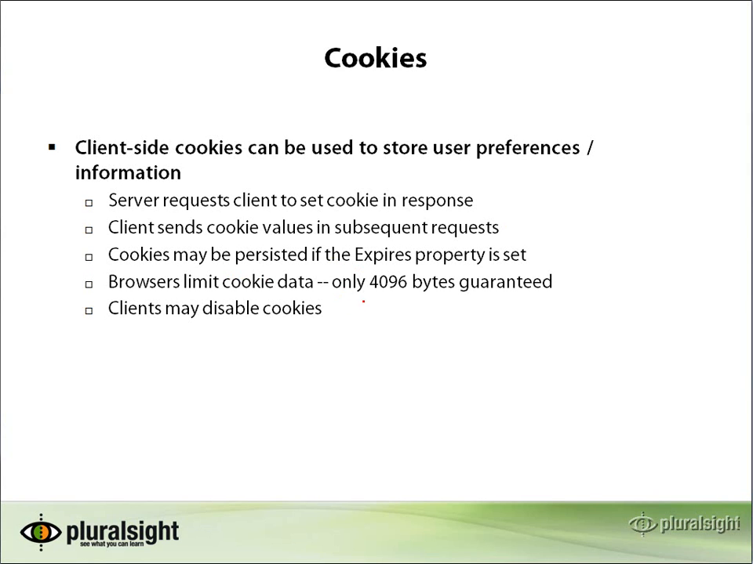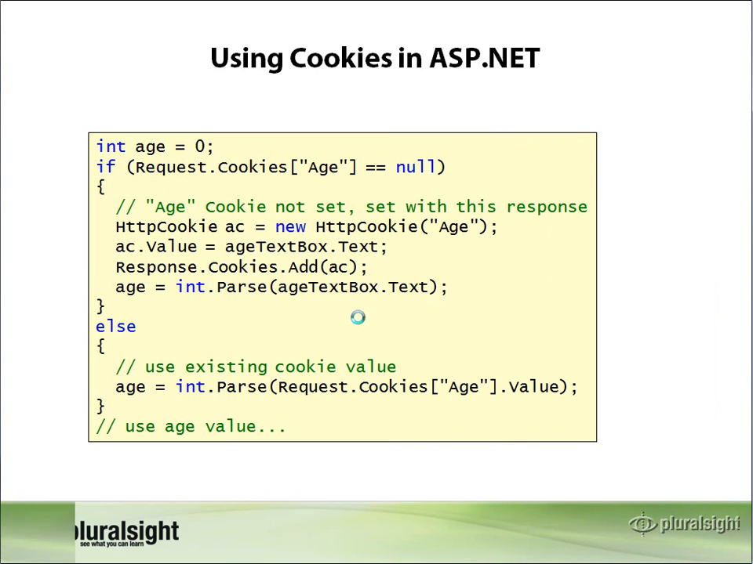Browsers will theoretically limit you to 4 kilobytes of data, so you want to be careful not to put too much into the cookies. And also, like I mentioned, be aware that clients may disable them. So here's an example of using the cookie API in ASP.NET for modifying the cookie values.